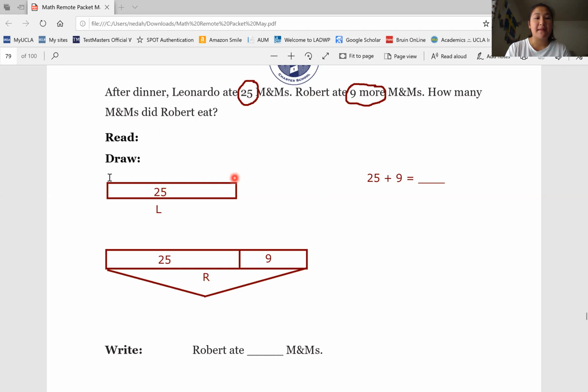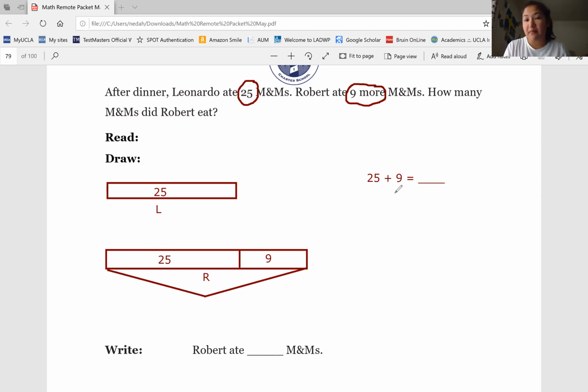So first I set up one tape for Leo to show 25 M&Ms, and I labeled it L for Leo. Then I set up a second tape that was a little bit longer to show Robert's same amount as Leo, which is 25, plus 9 more. And I labeled it R for Robert. I don't know the total of how many M&Ms Robert has eaten, but now we're going to find out.